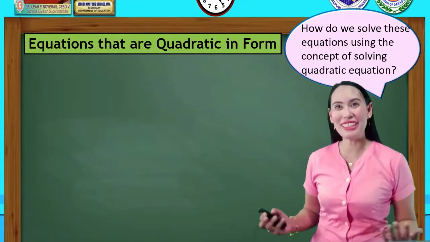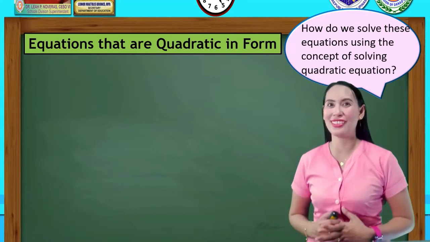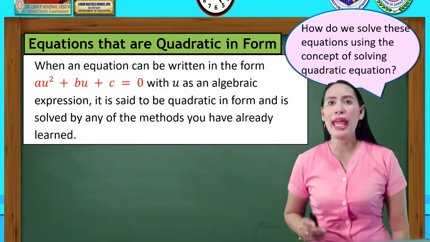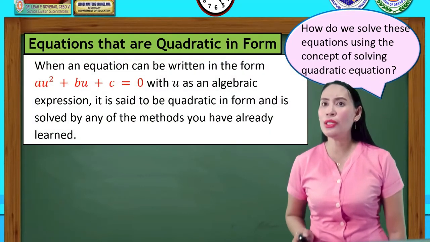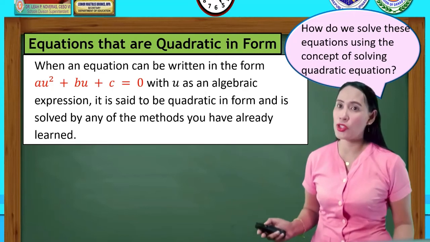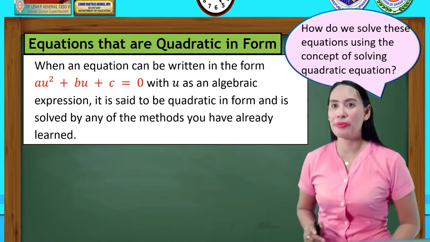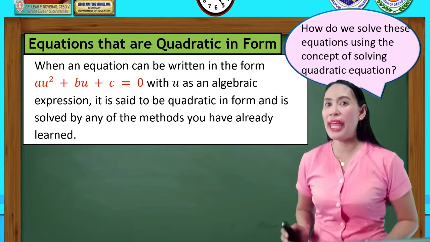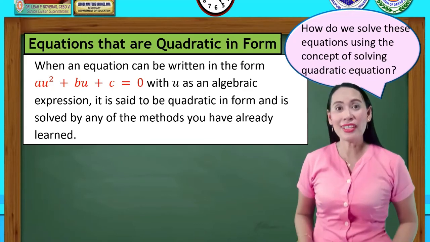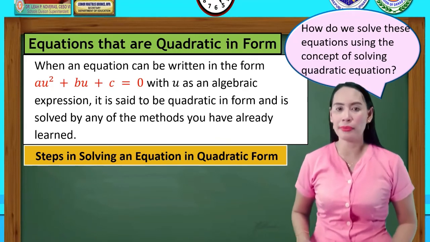How do we solve these equations using the concept of solving quadratic equations? When an equation can be written in the form au squared plus bu plus c equals 0, with u as an algebraic expression, it is said to be quadratic in form and is solved by any of the methods you have already learned. These are the steps in solving equation in quadratic form.